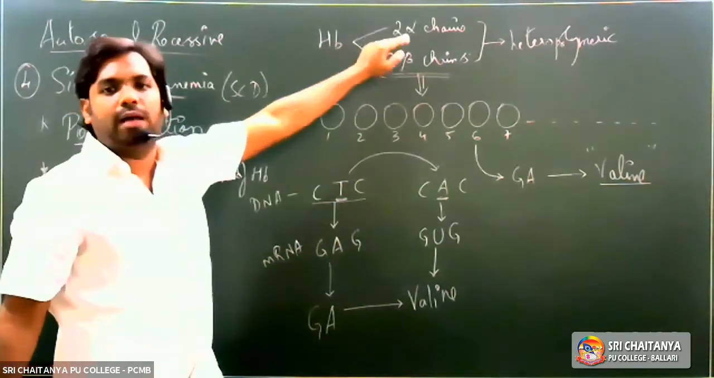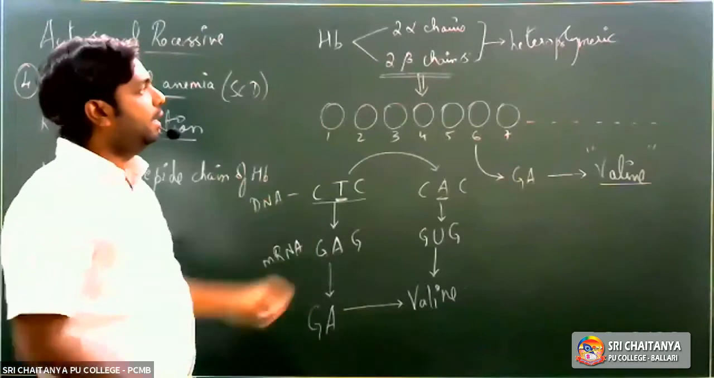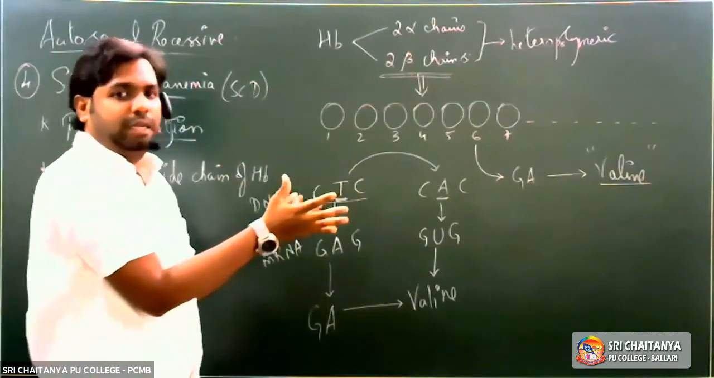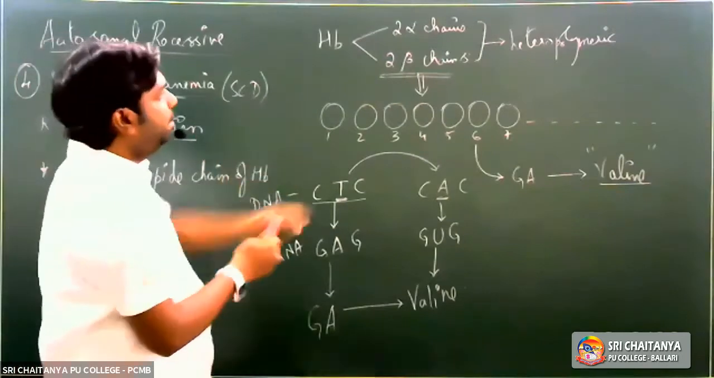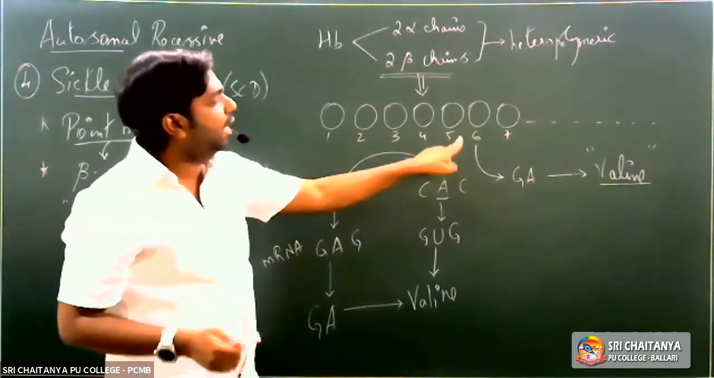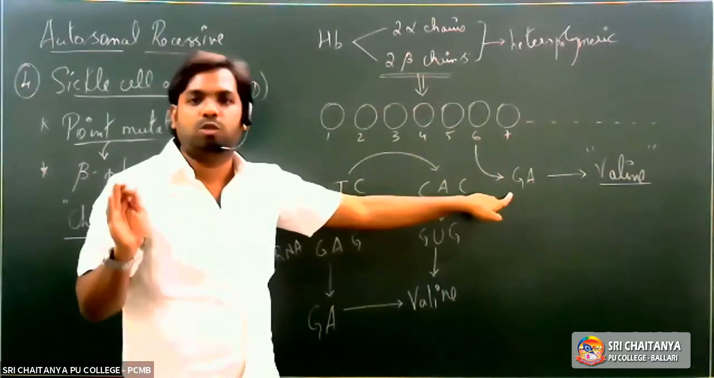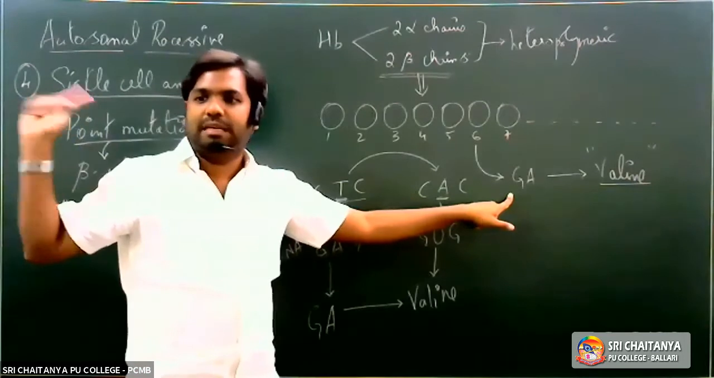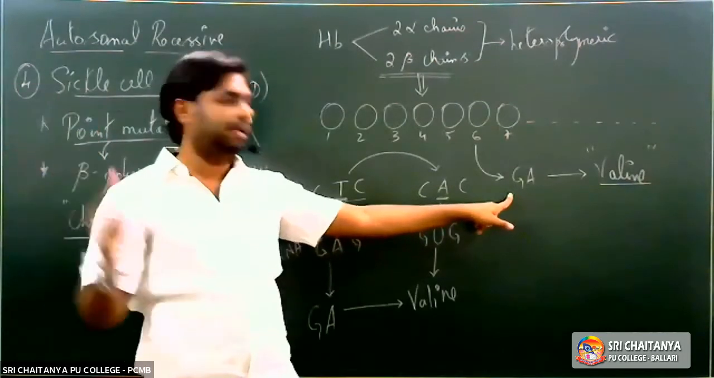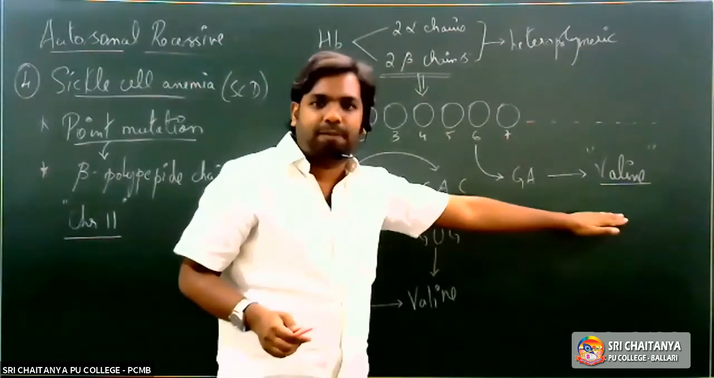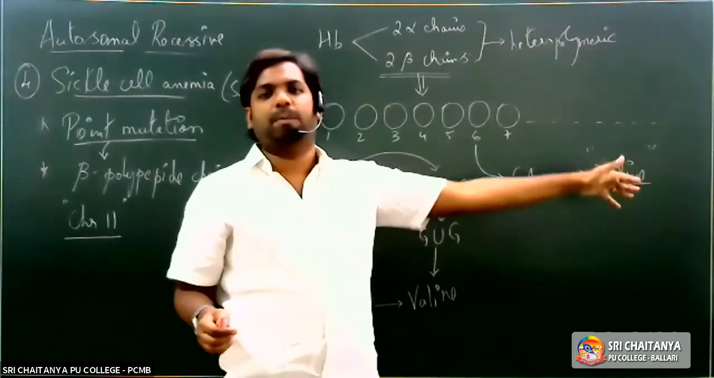So these 2 alpha and 2 beta chains are arranged in a heteropolymeric condition. Right. So in the beta chain of hemoglobin, the 6th amino acid in normal conditions usually codes for glutamic acid. But in sickle cell anemic condition, what's happening is the glutamic acid is being replaced by valine. Right? Glutamic acid is being replaced by valine.